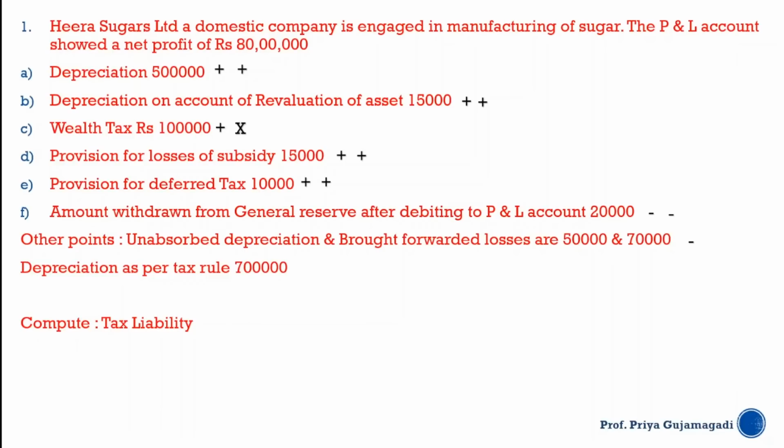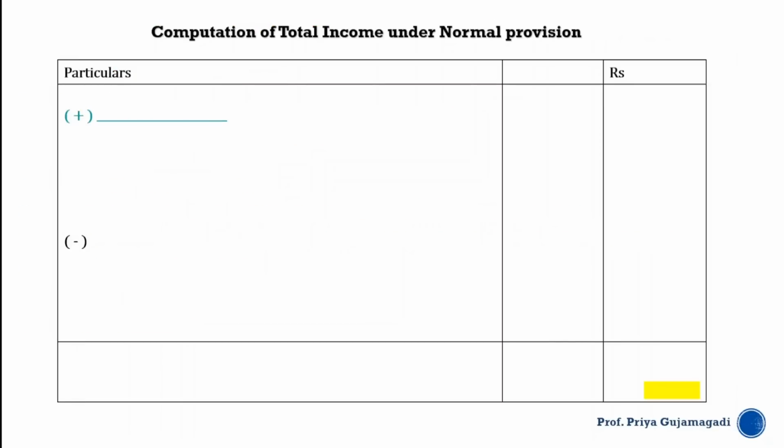Depreciation as per rule 7 lakh rupees, we have to deduct it while calculating normal provision, but there is no entry in calculation of MAT. So we have to compute tax liability. Whenever they ask you to compute the tax liability, you have to calculate total income under normal provision, then calculate book profit under MAT, then compare them both. Let us see the solution part.